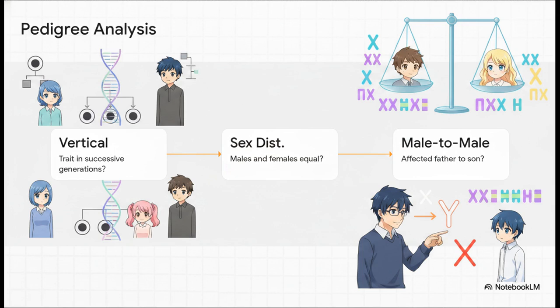We check for male-to-male transmission. Think about it. If an affected father passes the trait to his son, it absolutely cannot be X-linked. Why? Because fathers pass their Y chromosome to their sons, never their X. So by answering these questions step by step, we can confidently nail down inheritance patterns, like autosomal dominant inheritance, where you only need a single copy of a mutated gene to show the trait.